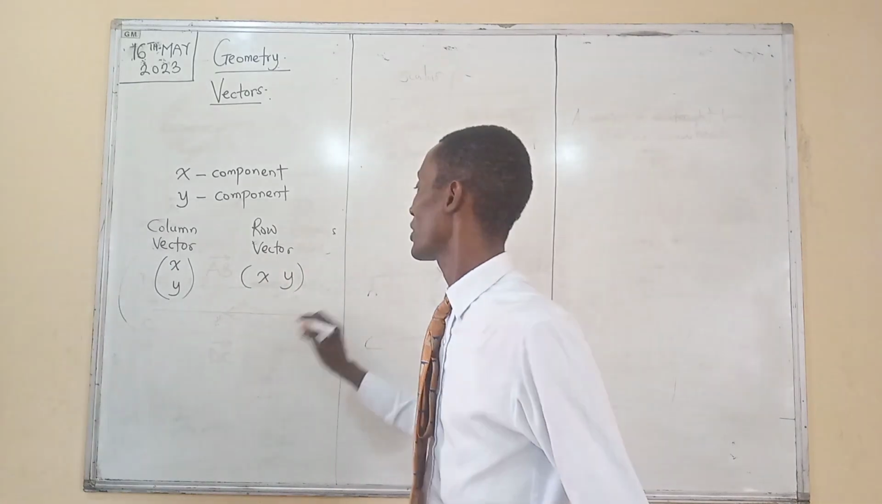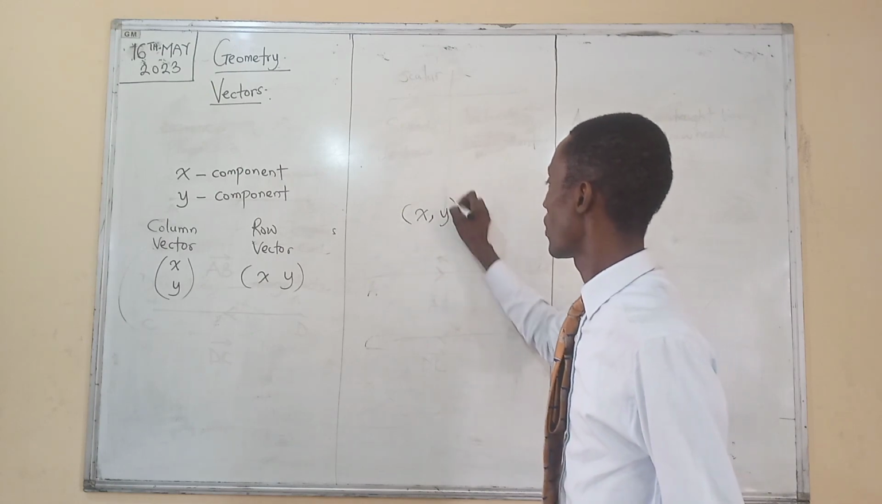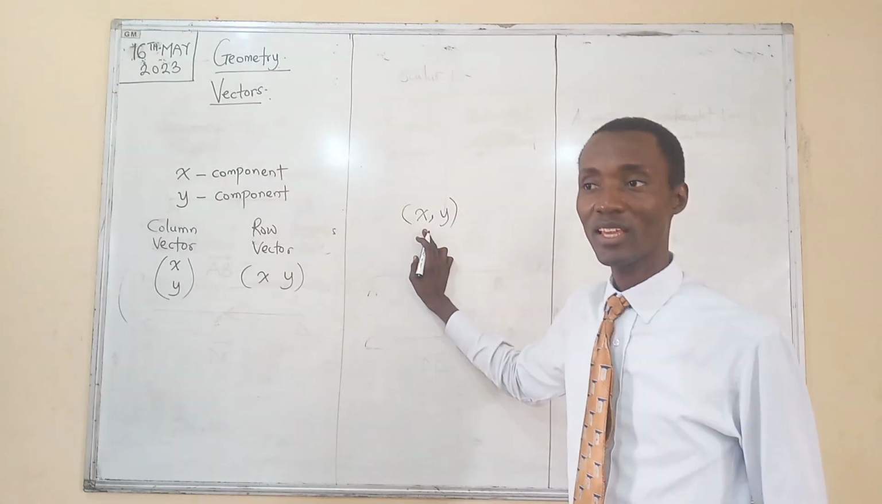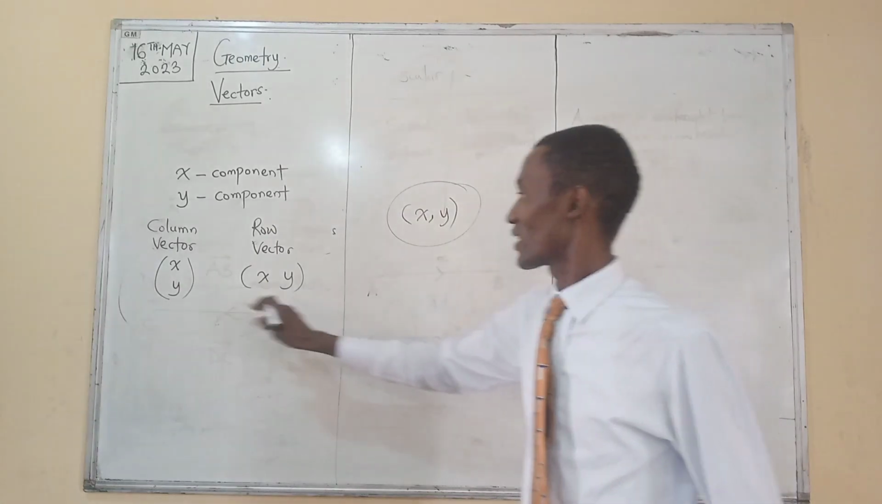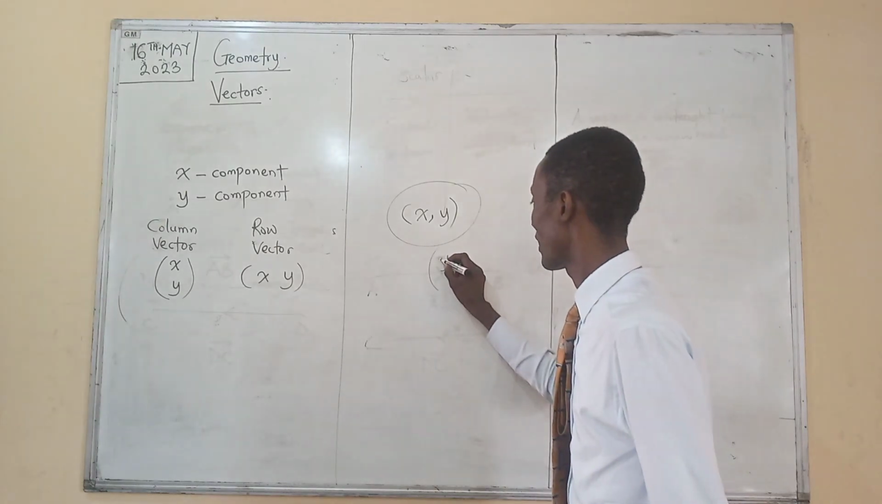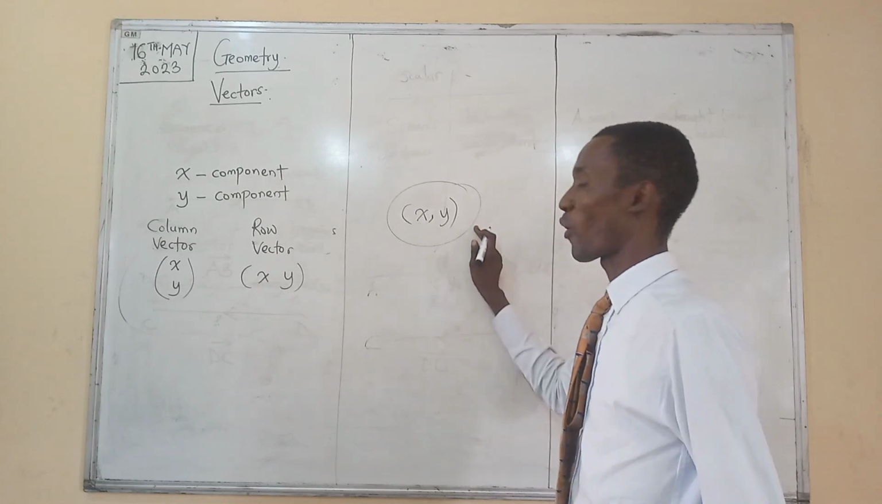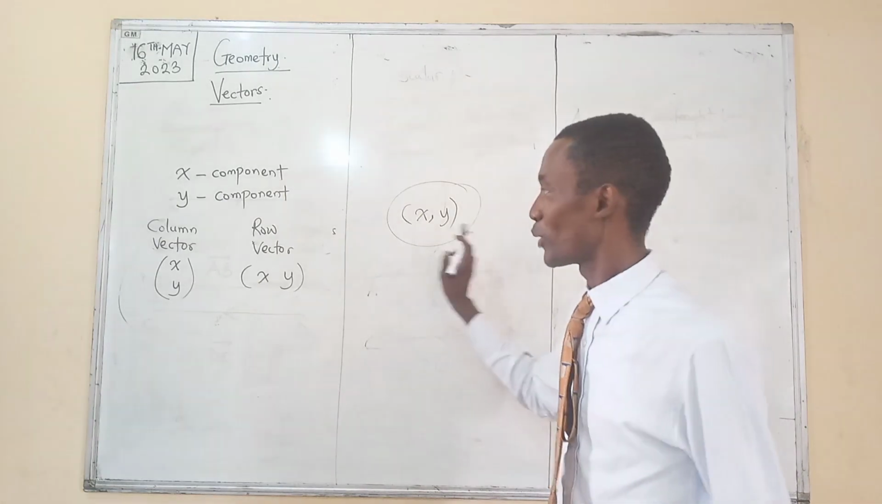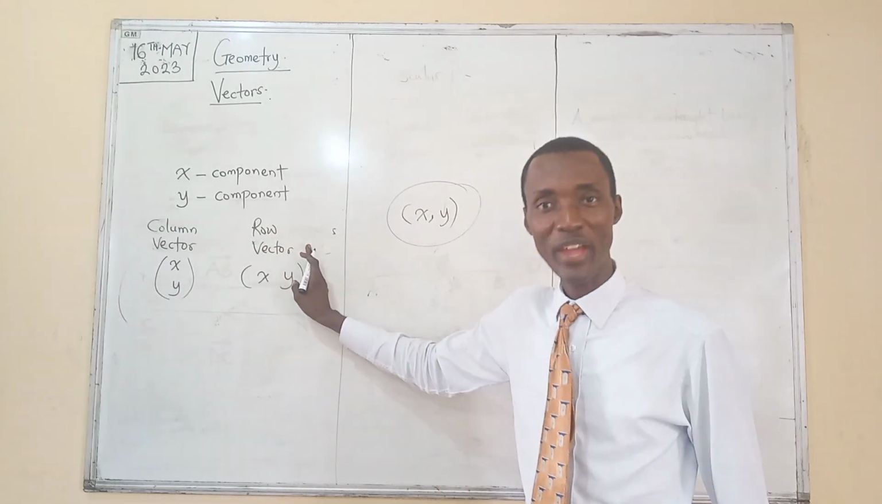So now let's stretch our understanding. If I do this, what is this? It will be a coordinate. So this is a coordinate, this is a vector. We don't write coordinates like this. Coordinates are always written in row form. Do you get it? But a vector can be written as a column or as a row vector.